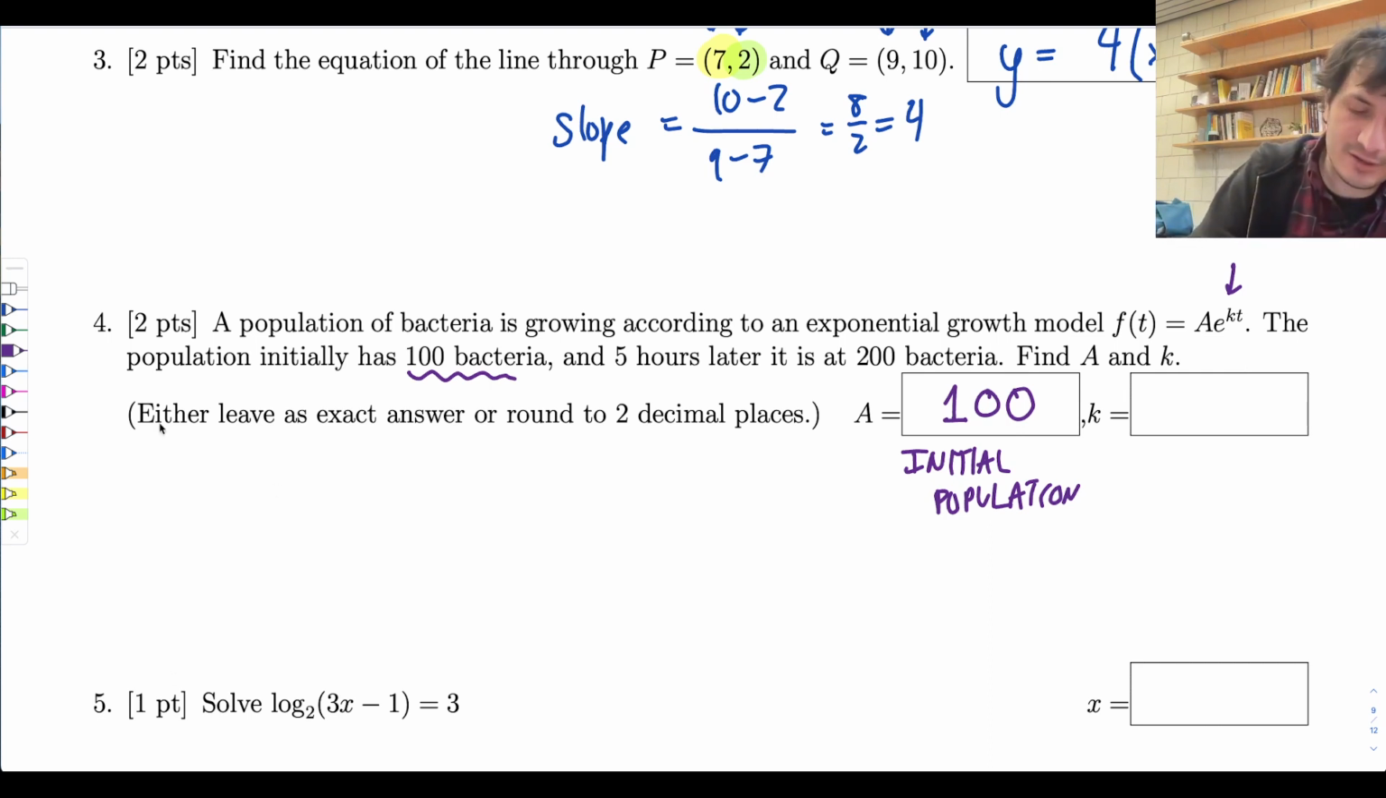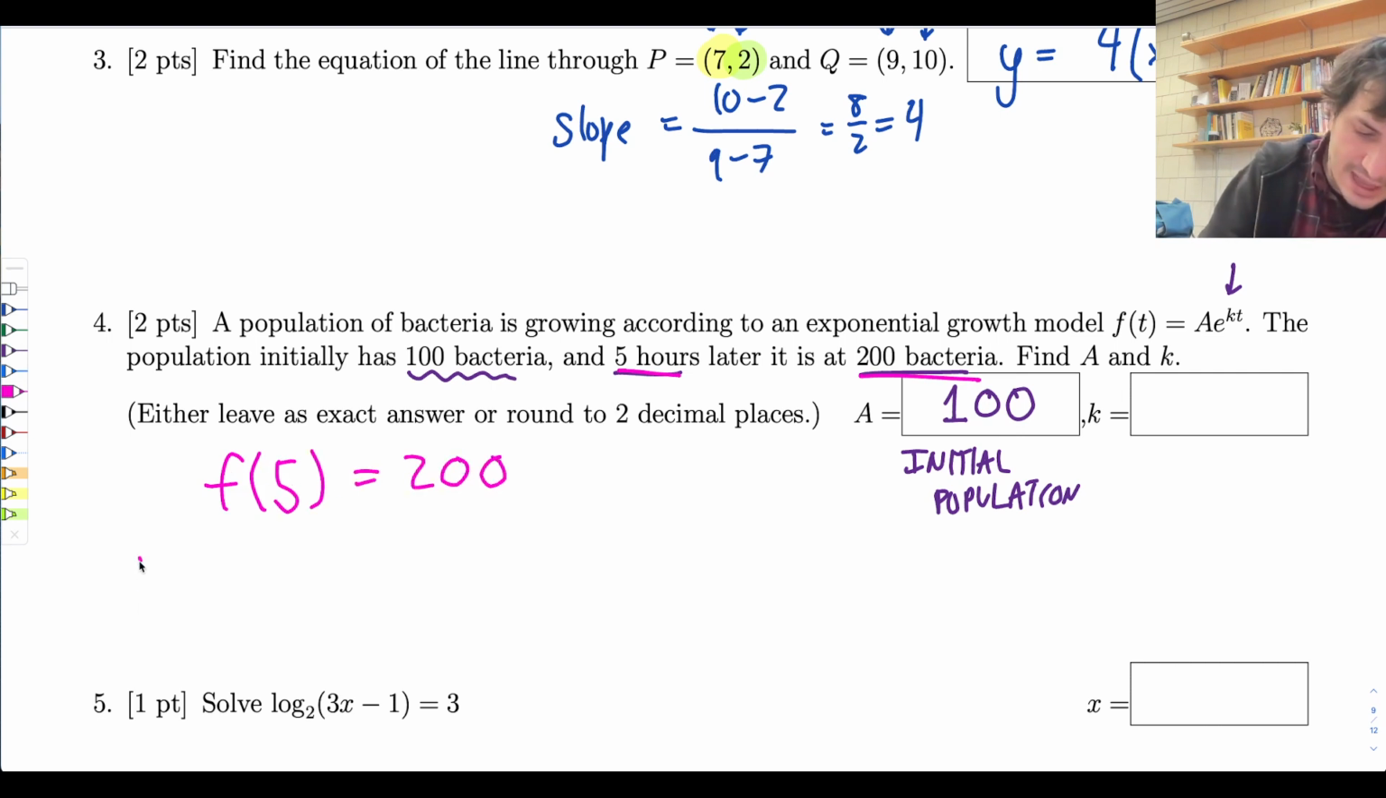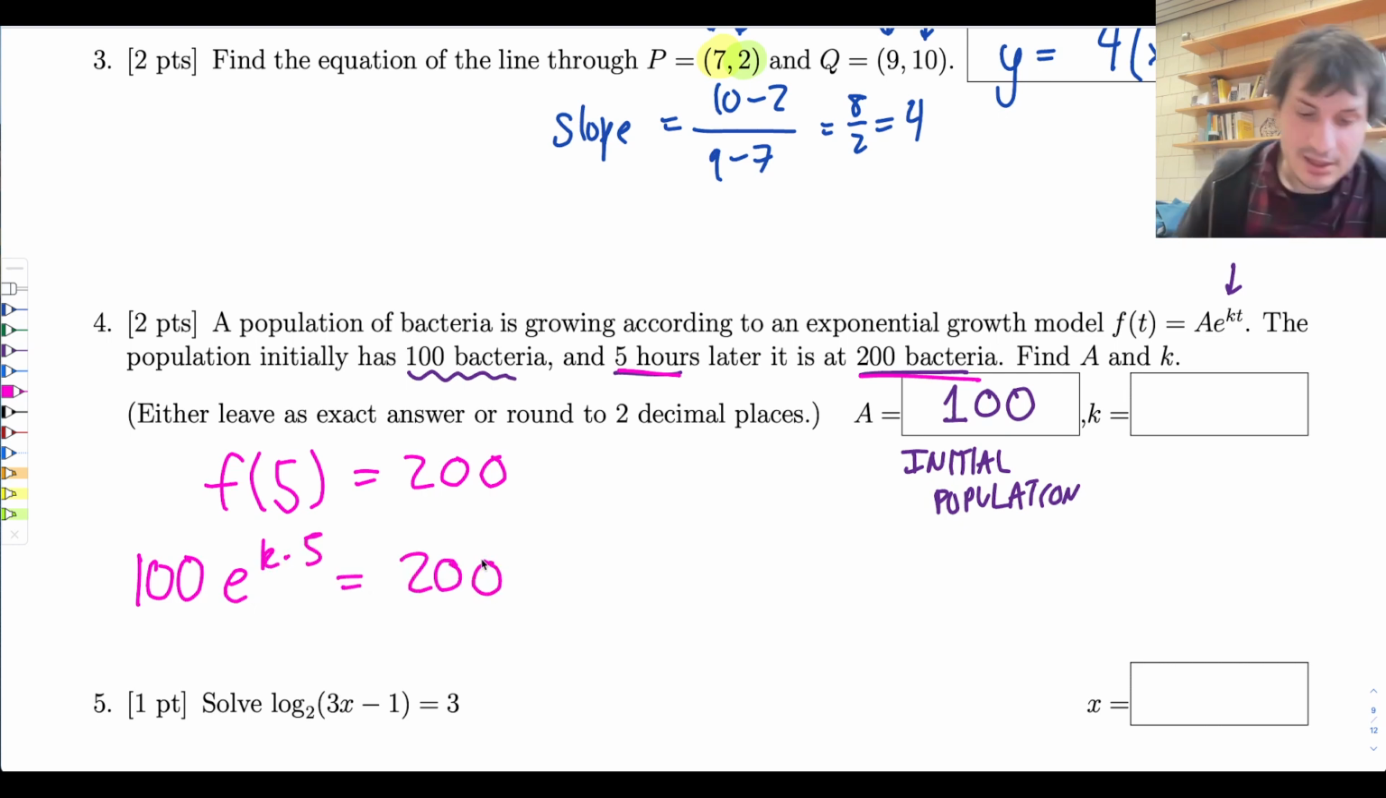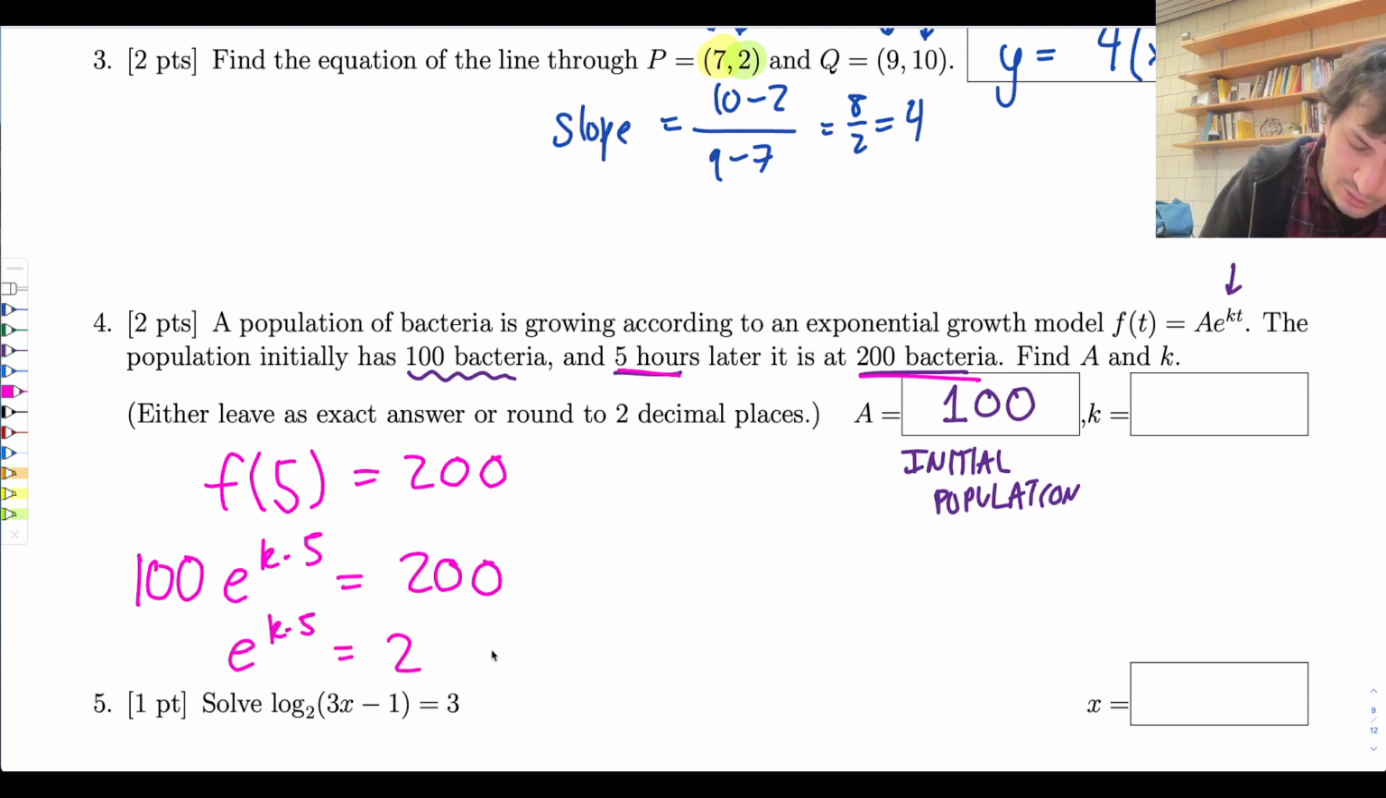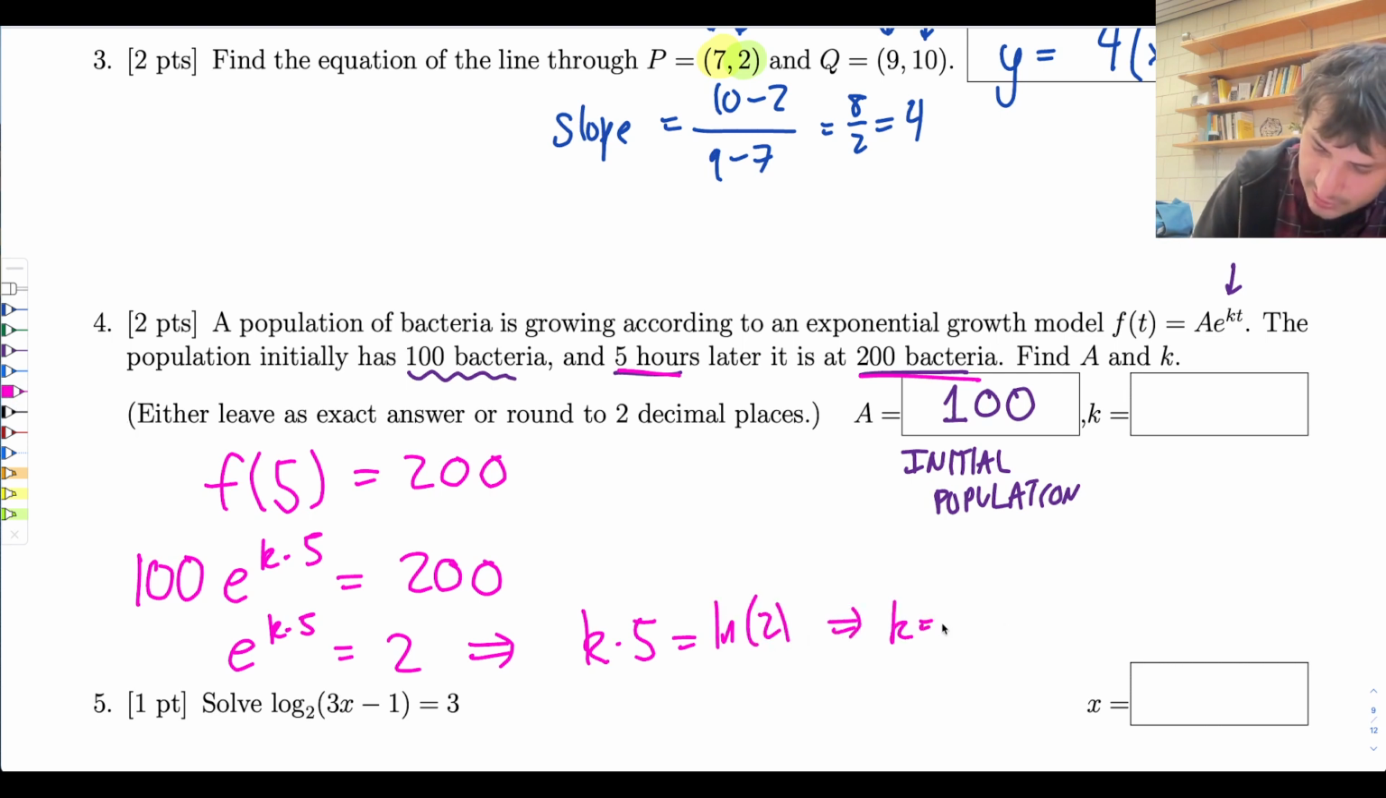It's a matter of solving: 5 hours later, you're at 200 bacteria. So if 5 hours later you're at 200 bacteria, that means f of 5 equals 200. But what is f of 5? F of 5 is 100 times e to the k times 5. So you have this equation, 100 e to the k times 5 equals 200. In other words, e to the k times 5 equals 2. Taking the ln of both sides, k times 5 equals ln 2, and therefore k equals 1/5 of the ln of 2. So ln of 2 divided by 5.